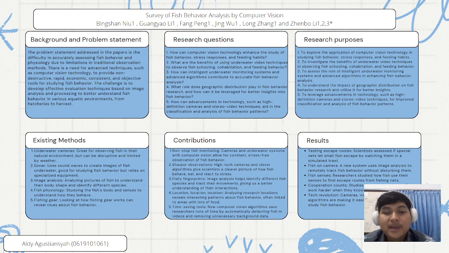5. Time-saving tools. Results. So the results from this research are testing escape routes, fish on camera, fish sense, cooperation counts, tech evolution. So that's it from this paper. Great paper, by the way. So we move on to the next paper.